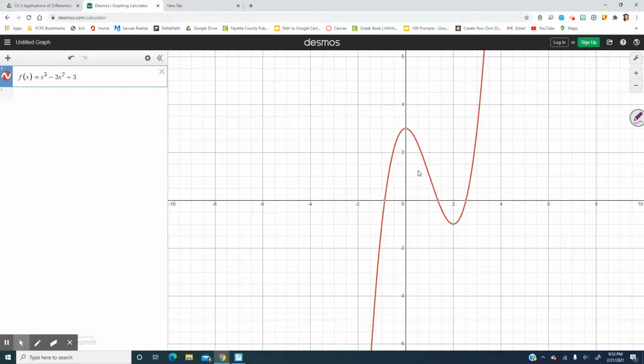Now, if you're like, well, why don't I just graph these and look for it? Sometimes it's hard to find by the naked eye. Sometimes it might be 1, sometimes it might be like 7/8. That's why we use calculus to help us.